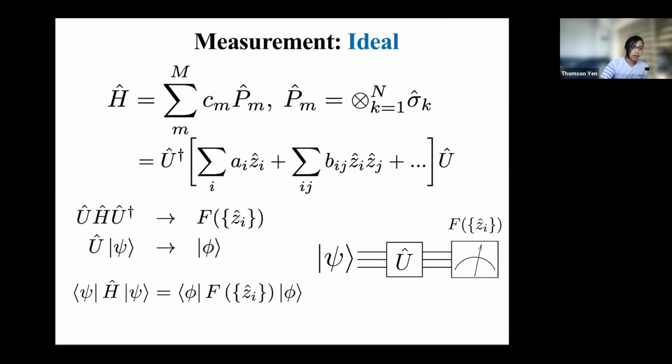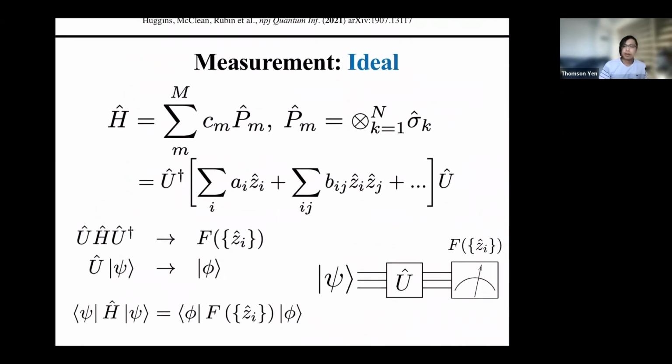We could look at the ideal case of a measurement and ask the question: what if you could measure the entire Hamiltonian at once? What would it look like? Again, the Hamiltonian is just a sum over these Pauli operators, and they are tensor products of sigma, with sigma being an X, Y, Z operator or identity. If you want to measure your entire Hamiltonian at once, you would have to find the Hamiltonian in this form. So you have unitaries on the outside, and you have Z operators that you could measure on the inside.